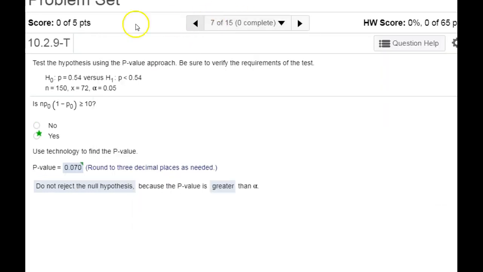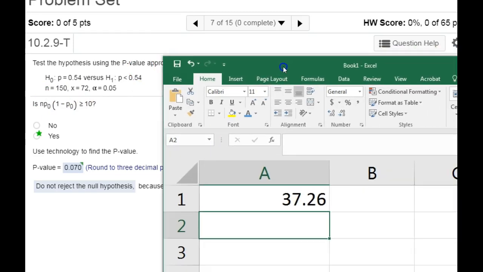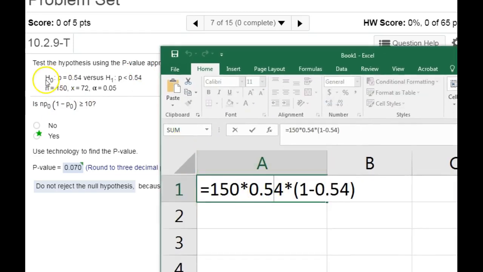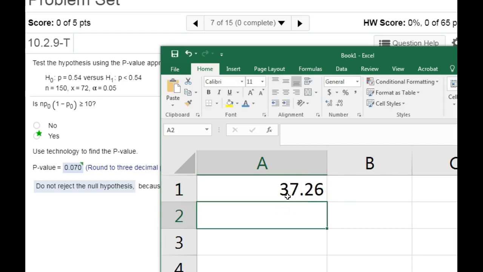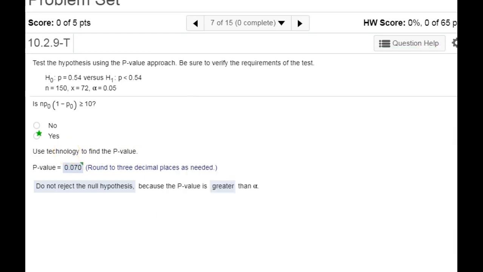So number 7, again, testing a hypothesis using the p-value approach. And first, we're going to verify this requirement. And so our n, the number of things in our sample, multiplied by our value here for our null hypothesis, and then multiplied by 1 minus that same value. And we want to make sure that's greater than or equal to 10, and it is. And then we're going to use technology to find the p-value.